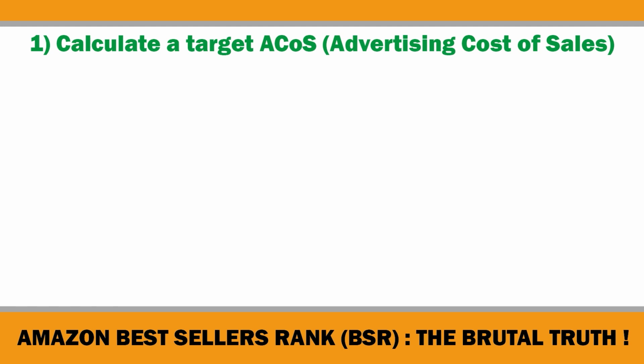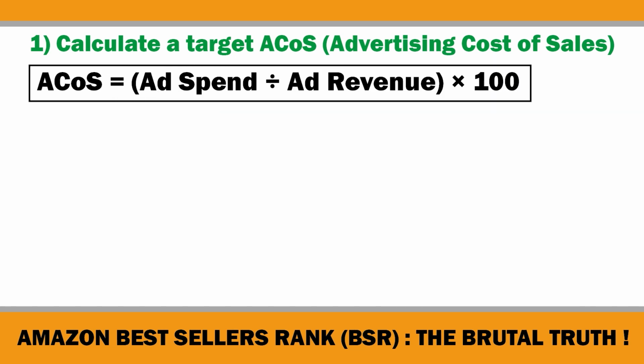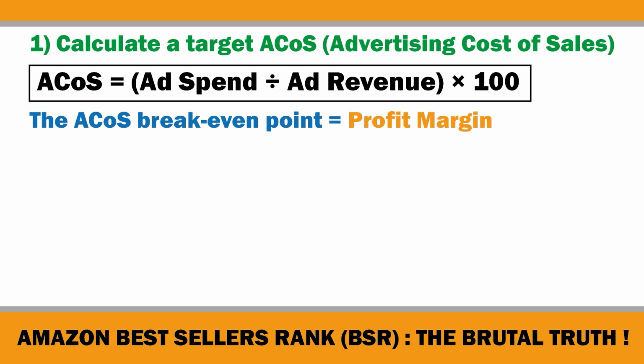First, you need to calculate the target ACoS, advertising cost of sales. ACoS is a metric Amazon uses to show how much you spend on ads for every dollar of revenue you generate. The formula to calculate ACoS is ACoS equals ad spend divided by ad revenue times 100. Defining your break-even ACoS is crucial to evaluating your ad performance. The break-even ACoS equals your product's profit margin.